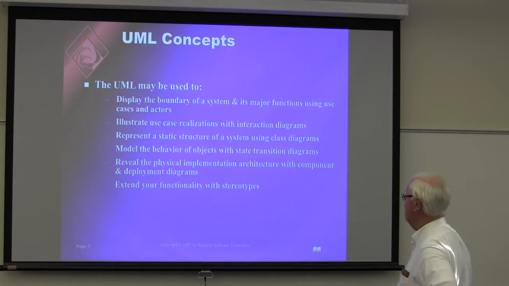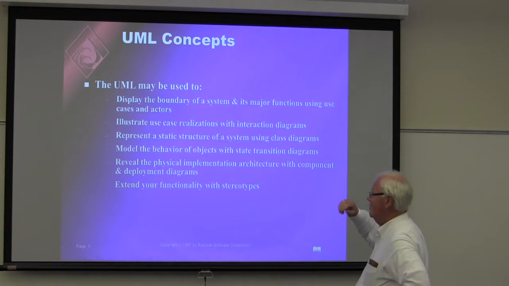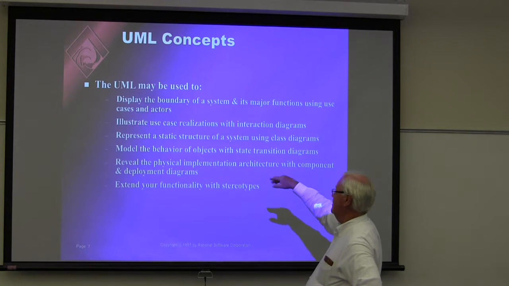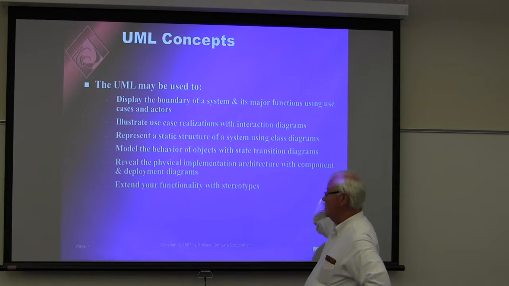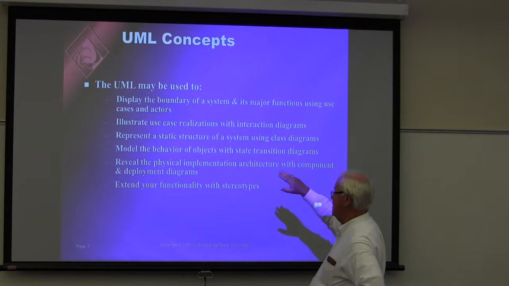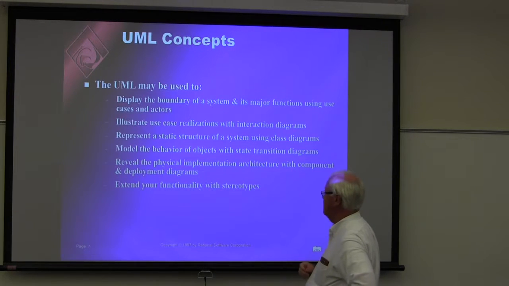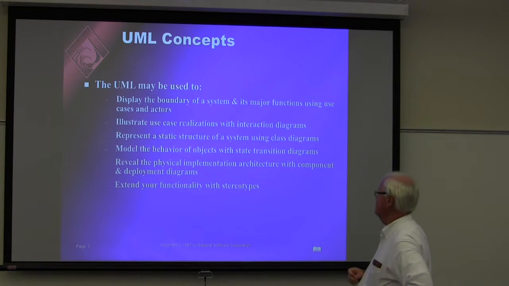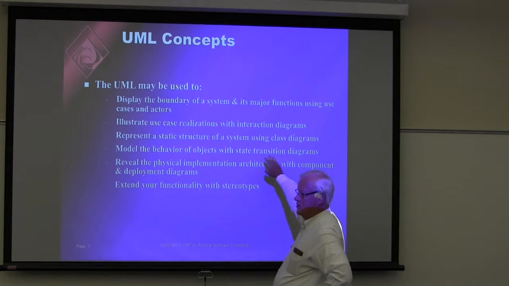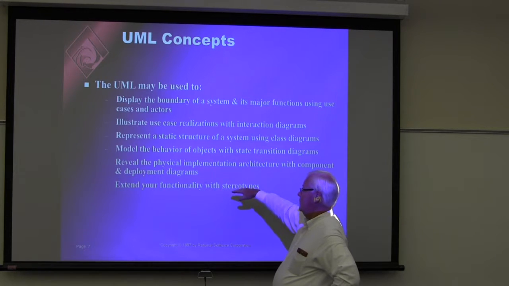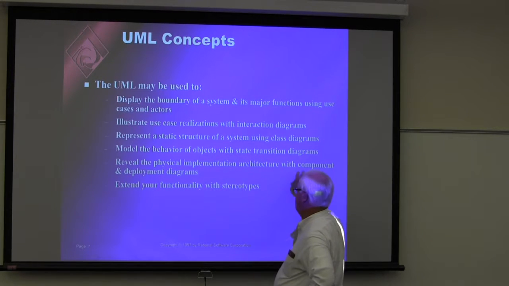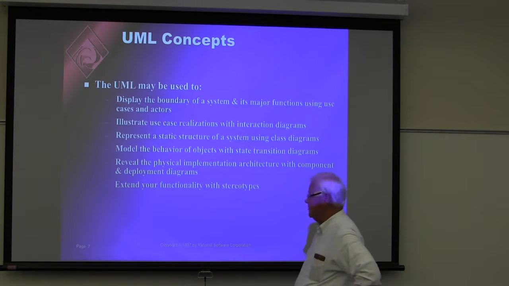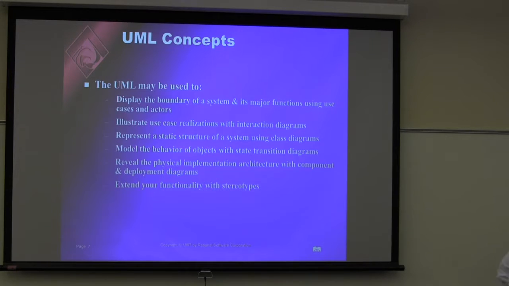We use cases with use cases and actors. We'll go into what those are. We're going to illustrate use case realizations with interaction diagrams. Represent the static structure of a system using class diagrams. Then you can model the behavior of the objects with state transition diagrams. We talk about the physical implementation architecture with component and deployment diagrams. And we can extend the functionality with stereotypes. So let's take a look at some of those.